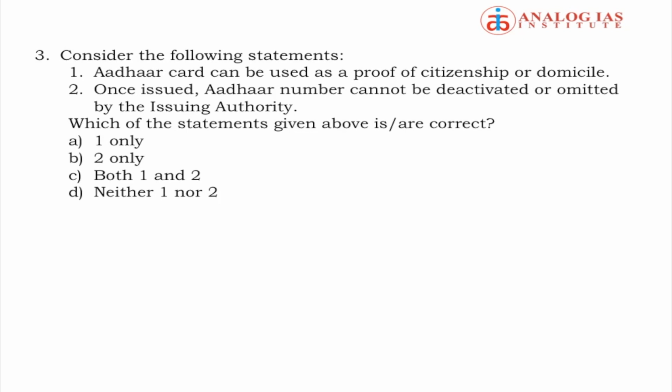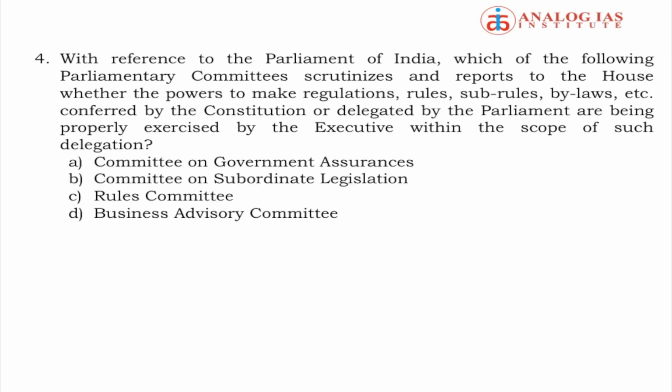We now come to the fourth question. With reference to the Parliament of India, which of the following parliamentary committees scrutinizes and reports to the House whether the powers to make regulations, rules, sub-rules, bylaws, etc. conferred by the Constitution or delegated by the Parliament are being properly exercised by the executive within the scope of such delegation? Now, as we know, both the Houses of Parliament have separate committees on subordinate legislation which keep a check on all the rules, by-rules, sub-rules made by the executive in exercise of the power delegated to it by the Parliament. And therefore, the answer is B, that is the Committee on Subordinate Legislation.